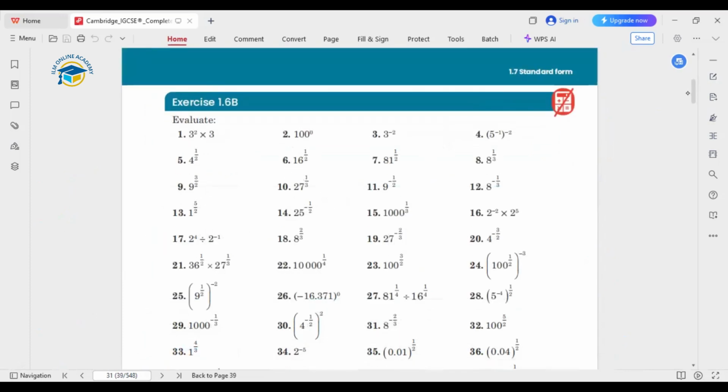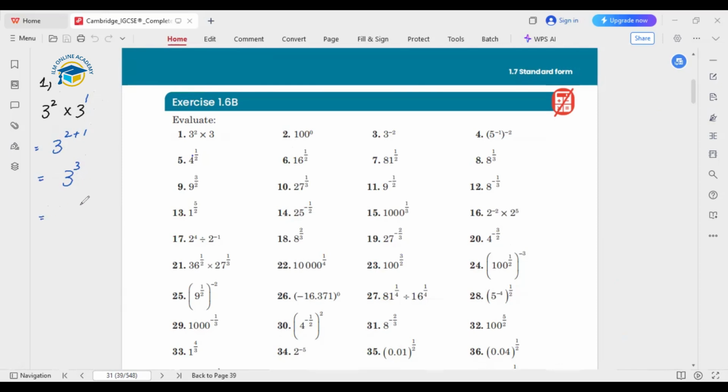Now moving towards exercise 1.6b, here they are just asking for the evaluation. Again, we are going to use similar rules. Let's go on with the first part, as they give 3 squared times 3. If this 3 does not have any power, we can consider the power 1 to be there. If any number does not have a power, it is understood that power 1 exists. So we need to add the powers, as the numbers are being multiplied together with a similar base. So 3 raised to the power 3.